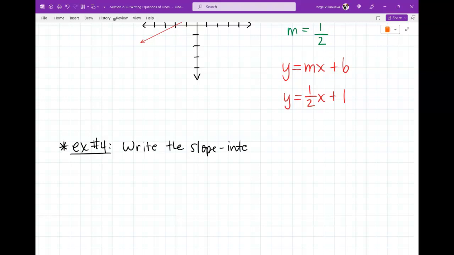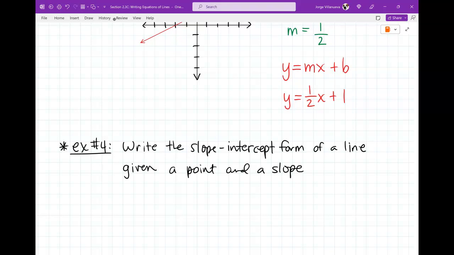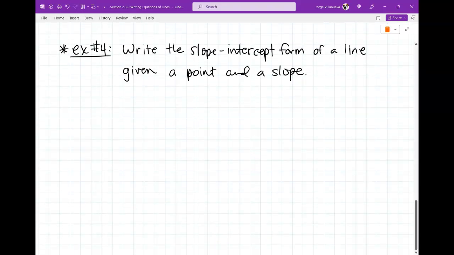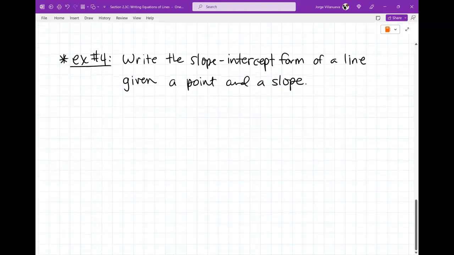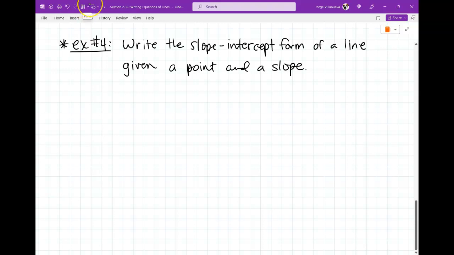So write the slope-intercept form of a line given a point and a slope. So they're going to give us a point and a slope. So this is the information that they're going to give us, okay? This is part A. It's going to say through, that means that it passes through the point 4, 1, and it has a slope of negative 1/4.